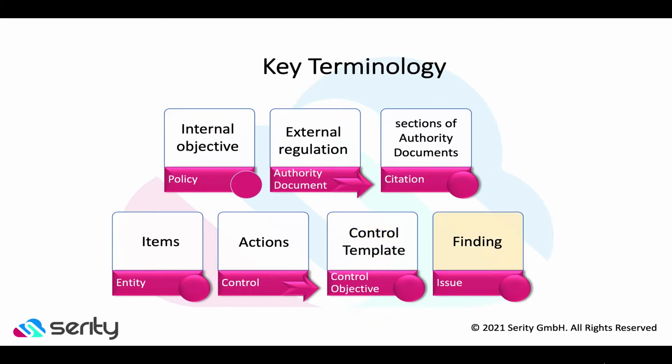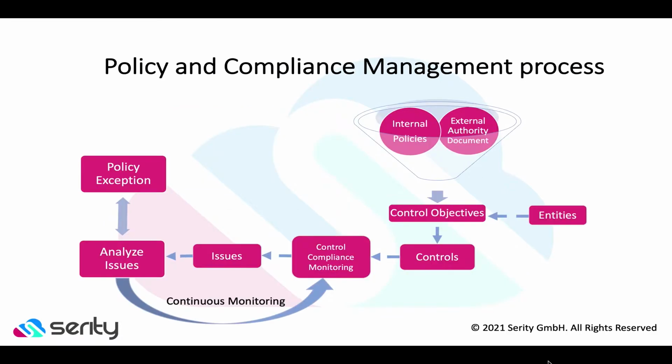Issues are GRC tasks that allow users to document issues or findings and track the response to remediate or accept them. Now let's briefly go through the process. By applying entities to control objectives, which are related to authority documents and policies, a control will be generated for each entity. The compliance of those controls must always be monitored, and issues can be raised in case of any findings. Those issues then need to be analyzed and resolved to assure compliance of the control.